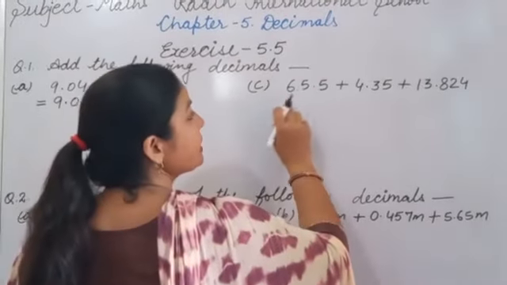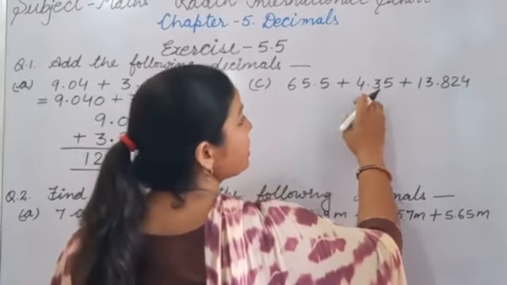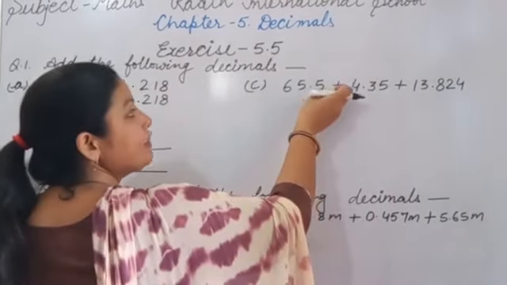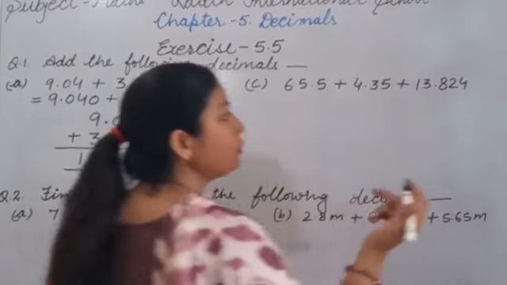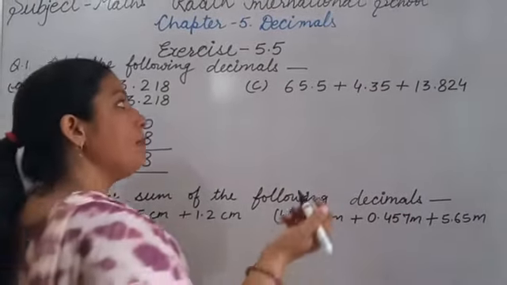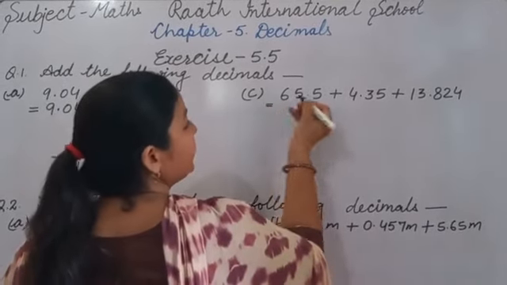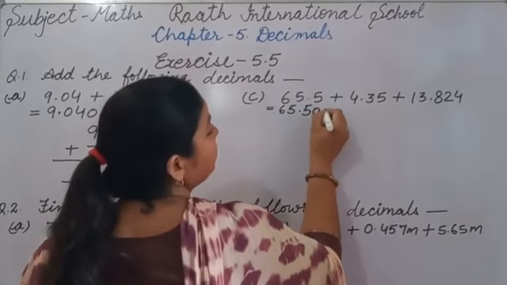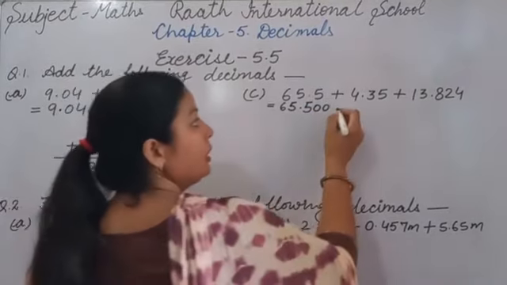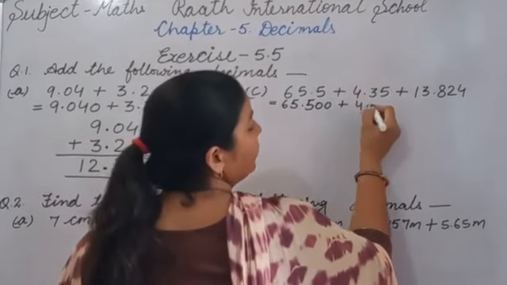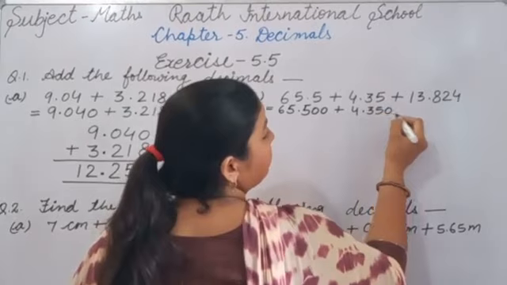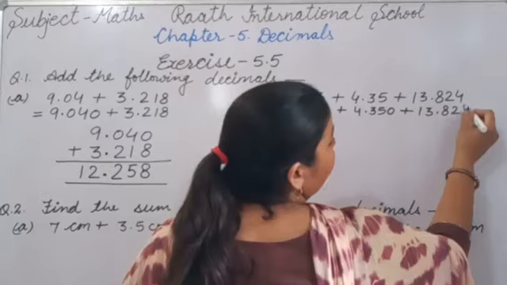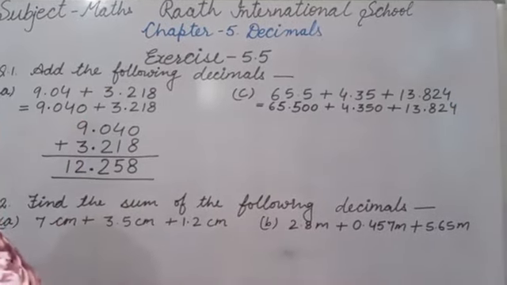So now C part. Here is 65.5 plus 4.35 plus 13.824. There is one decimal place, there is 2, there is 3. So as I told you, firstly we will make the same decimal places. We will change them into like decimals. So first of all there is 65.500. 3 decimal places we should make, note it. Then plus 4.350. Then plus 13.824.